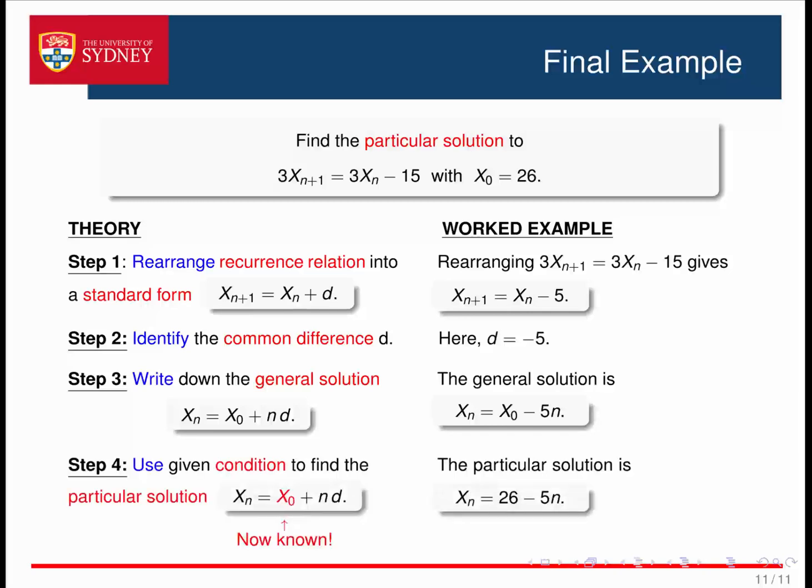Now that we've found the general solution, we can proceed to find the particular solution, subject to the given condition. Here the condition is x_0 = 26. In other words, our initial term in the sequence should be 26. The particular solution is therefore x_n = 26 - 5n. This particular solution allows us to find any x_n by just using n. This allows us to find x_n without having to calculate any of the previous terms beforehand.